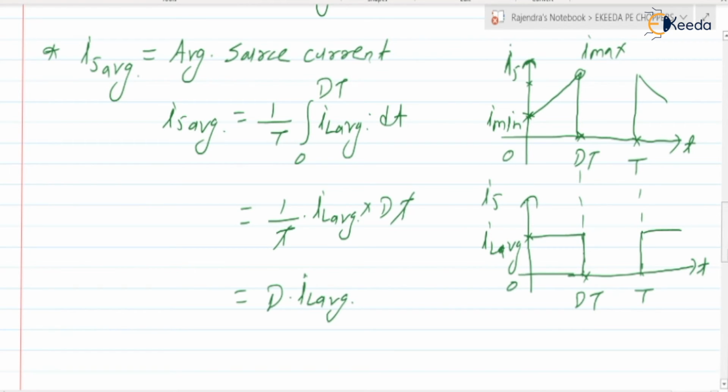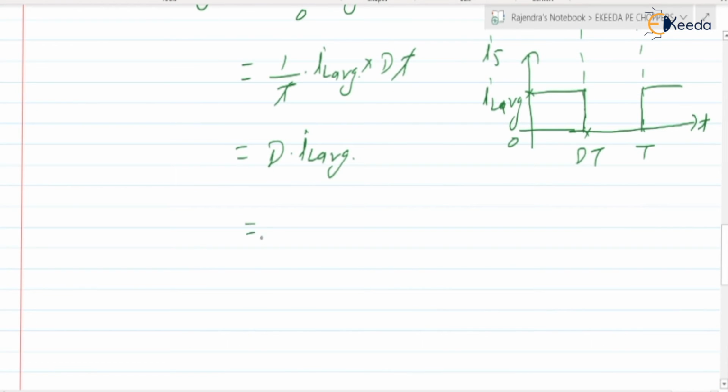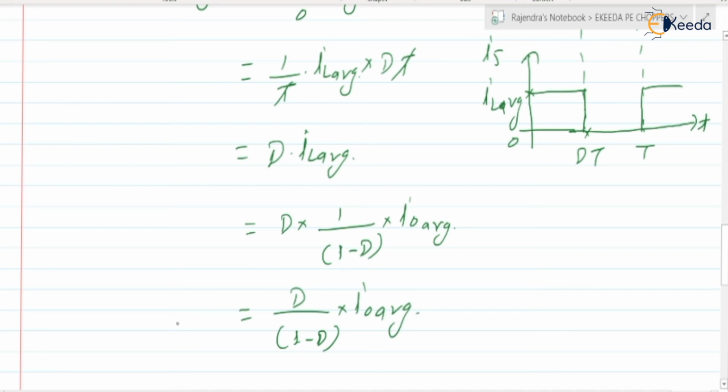D into IL average. But what is IL average? IL average is equal to 1 upon (1 minus d) into I0, right? So you can write it as d into 1 upon (1 minus d) into I0. This is the IL average we are having. Are you getting the point? We already derived this in the last video. Okay, so it is like I0 average, or you can write it as I0 also, because we assume that I0 is constant. So it is d upon (1 minus d) into I0 average. This is what? Source current average value, IS average, right?